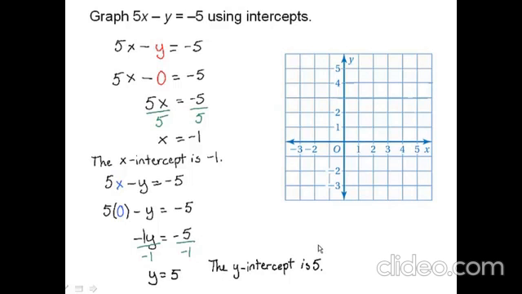Now we are ready to graph the equation. Because we know that the x-intercept is negative 1, we can plot a point at negative 1, 0. And because we know the y-intercept is 5, we can plot a point at 0, 5. Finally, draw a line through the points. This is the graph of 5x minus y equals negative 5.